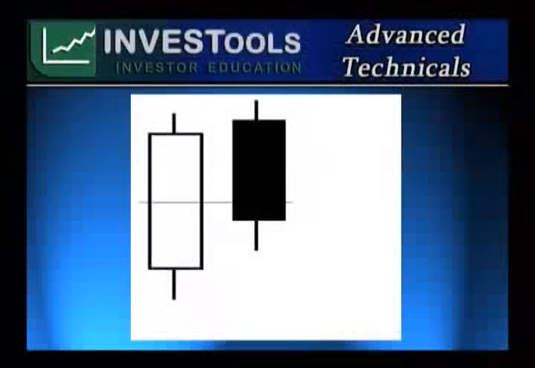A dark cloud cover is composed of a long white candlestick followed by a black candlestick that opens above the white candlestick's closing price and closes deep within the body of the previous white candle. To be considered a dark cloud cover formation, the pattern must meet the following three requirements. The first candlestick must be both longer than usual and white. The second candlestick must be black and have an opening price that is higher than the previous candlestick's closing price, and the black candlestick's closing price must be below the halfway point of the body of the previous white candlestick.